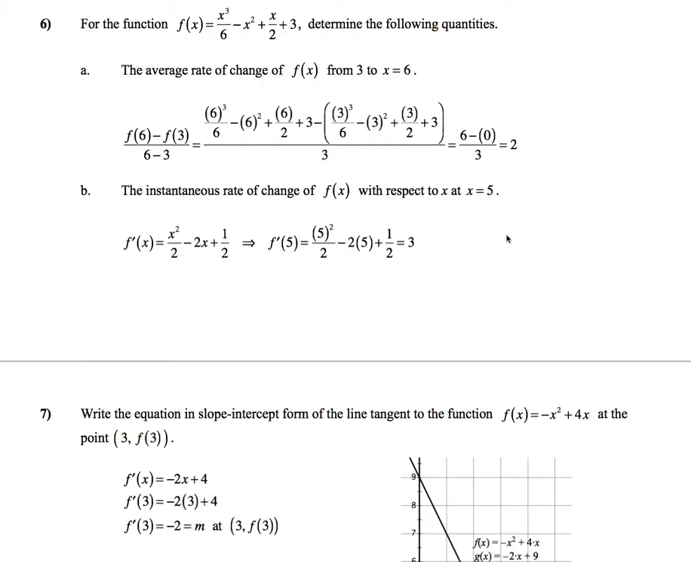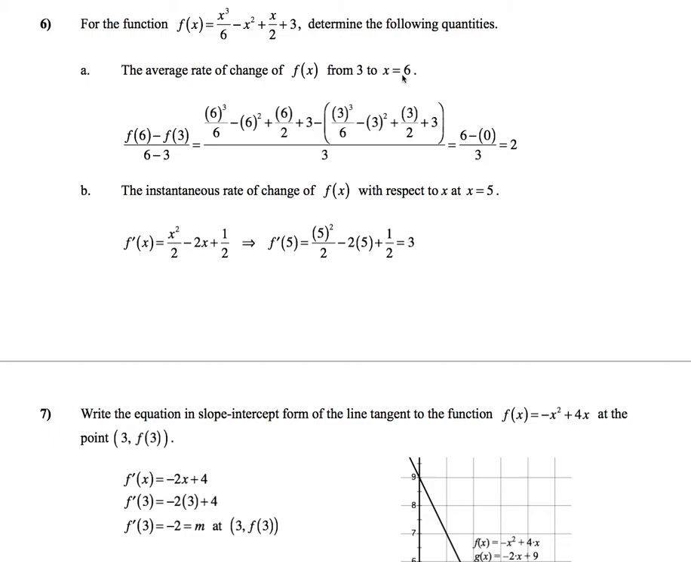Alright, let's take a look at questions 6 and 7 now. Question 6 wants us to determine the average rate of change on an interval, in this case from x equals 3 to x equals 6. That's the interval that we're determining the average rate of change for.